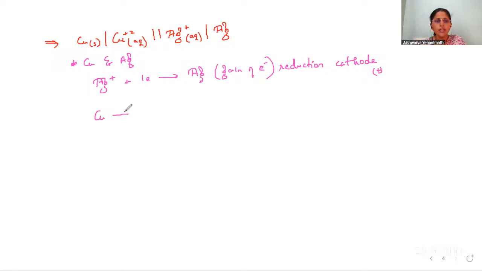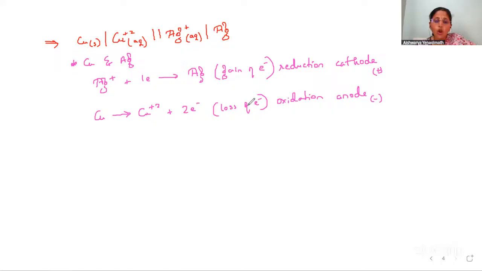Take the next point. Cu is becoming Cu plus 2 when it gives 2 electrons. That means there is loss of electrons. Loss of electrons means oxidation. And where does oxidation occur? At the anode. Electrons are deposited on it, therefore it is negative.